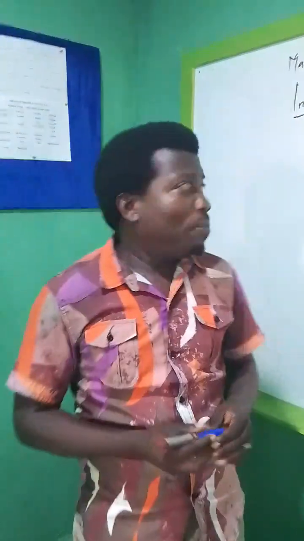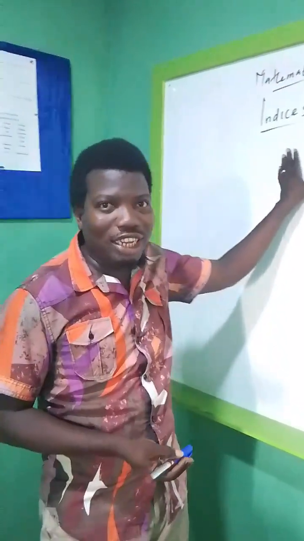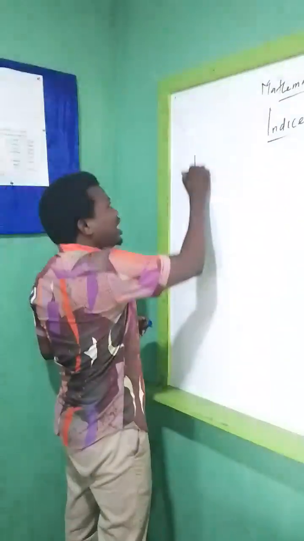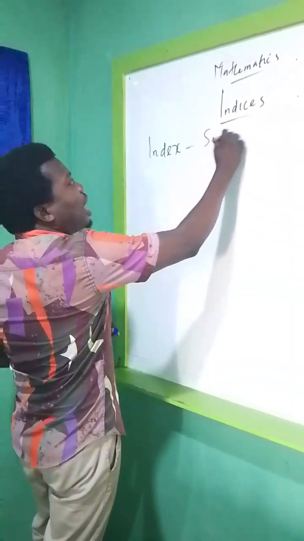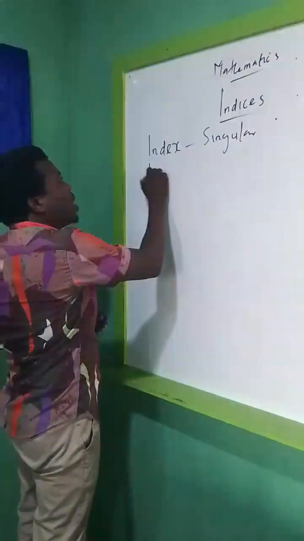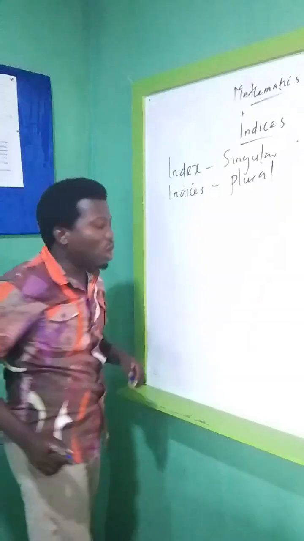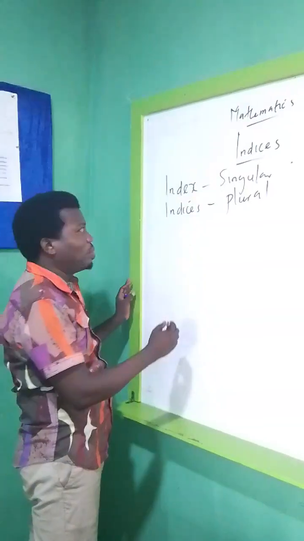Good day class, we are back for another session of class, and today we'll be talking about indices. What do we call indices? Indices is gotten from the word index. Index is the singular, while indices is plural.